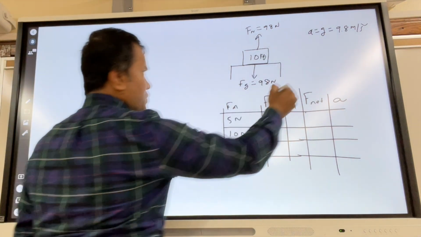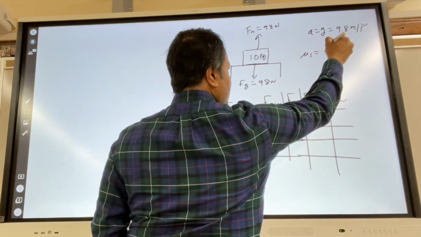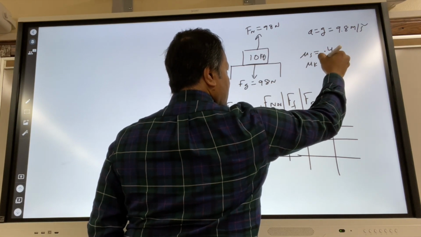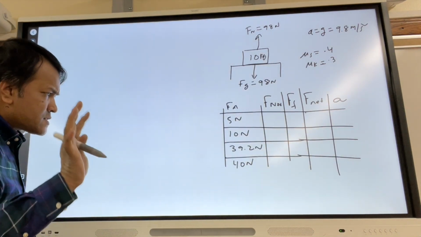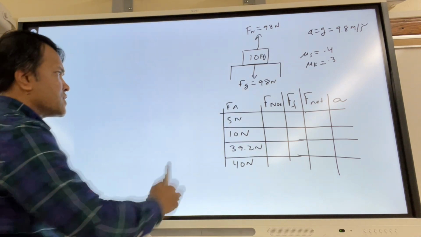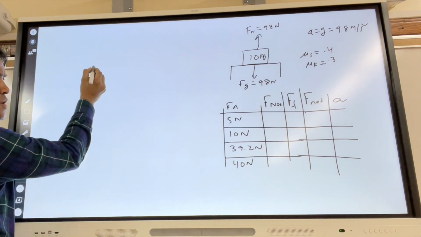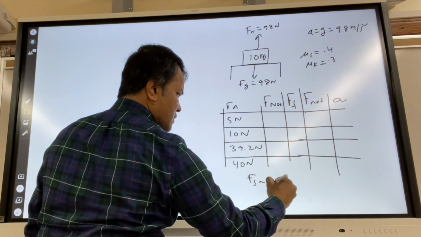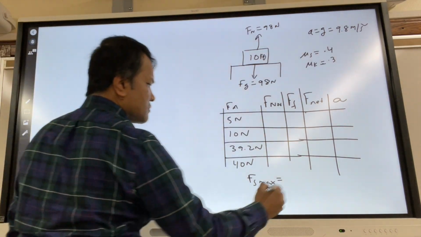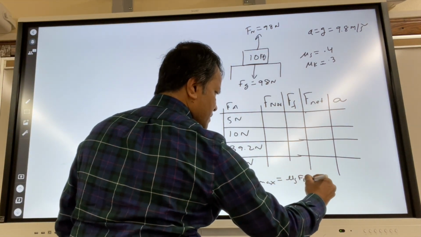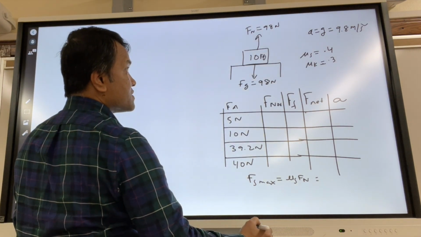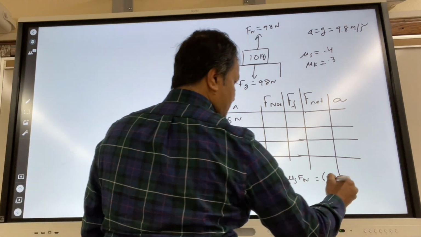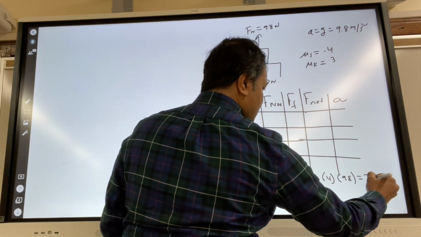Now, let's put mu s as 0.4 and mu k as 0.3. Okay, so let's see the maximum possible friction. Maximum possible friction would be Fs max, which is mu s times Fn. So mu s is 0.4 and Fn is 98. So that is 39.2.